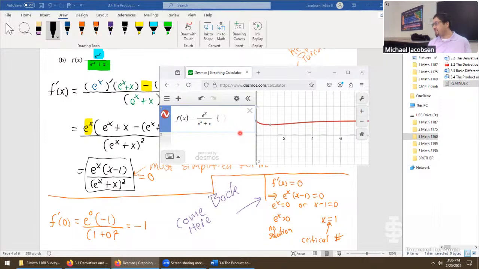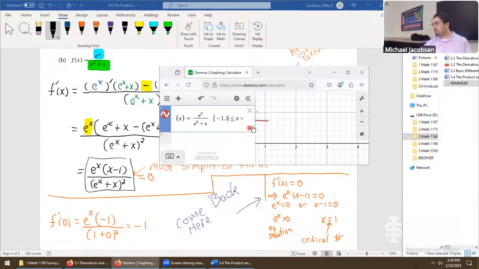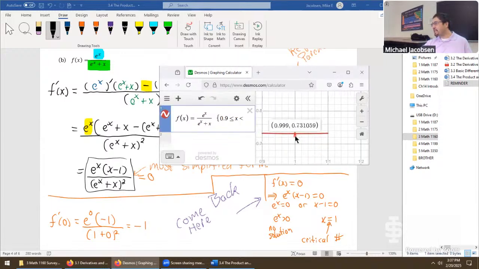Let's see if we can really zoom in on that. So we'll go negative 1.1... oh, let's go 0.9, I think is what I was trying to do, and 1.1. There we go. So if this is our region we're concerned about, my claim is right here at 1, that's a minimum. Kind of hard to see though, right? The curve is so flat in that region, but 7.31059 to the right here, 7.3106. So it increases to the right, increases to the left.